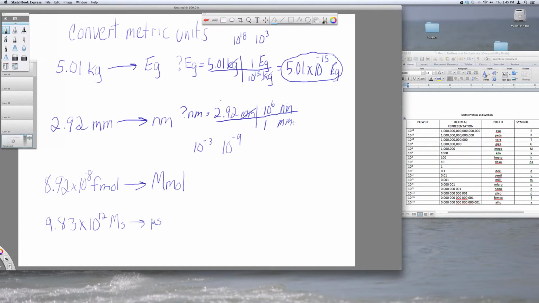Cancel out my millimeters. Now, am I going to multiply or divide here? Well, in this case, my big value, my 10 to the 6, is on the top. My 1's on the bottom. So this is just a multiplication problem. 2.92 times 10 to the 6 gives you 2.92 times 10 to the 6th nanometers.